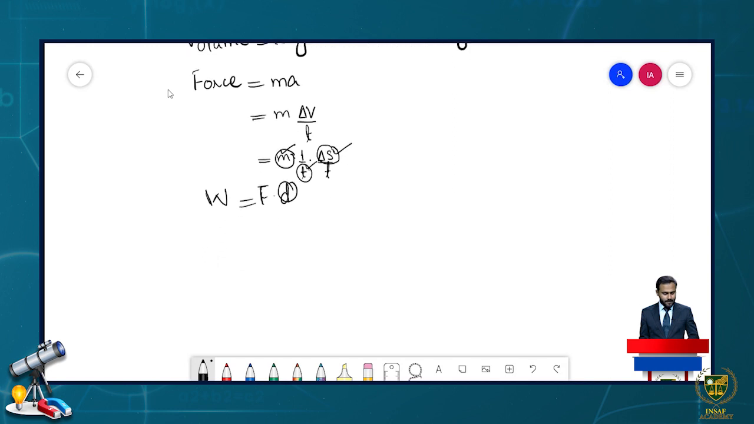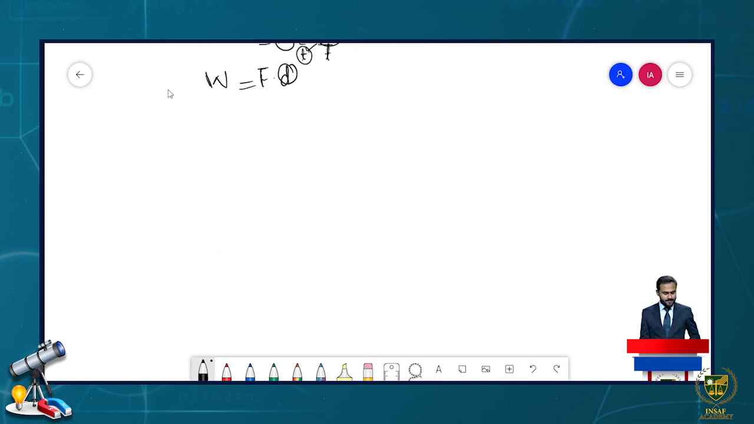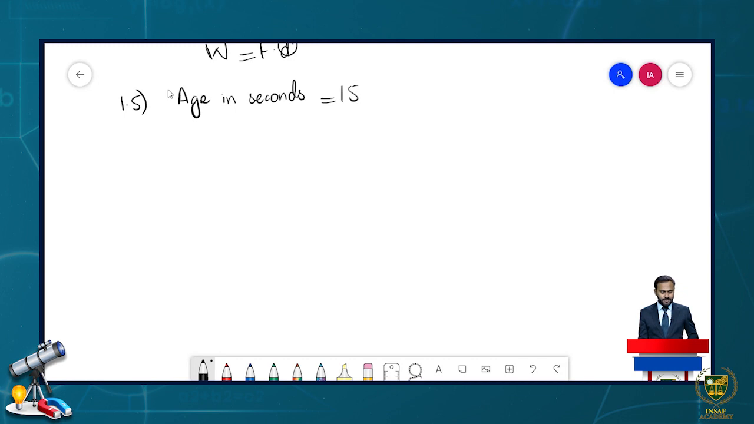So I can say that age in seconds is equal to, since my age is 15 years, and 1 year has 365 days, I will multiply 15 by 365. Similarly, 1 day has 24 hours, so I will multiply 365 by 24 hours, and 1 hour has 60 minutes, and similarly 1 minute has 60 seconds. In this way I have converted years into seconds.